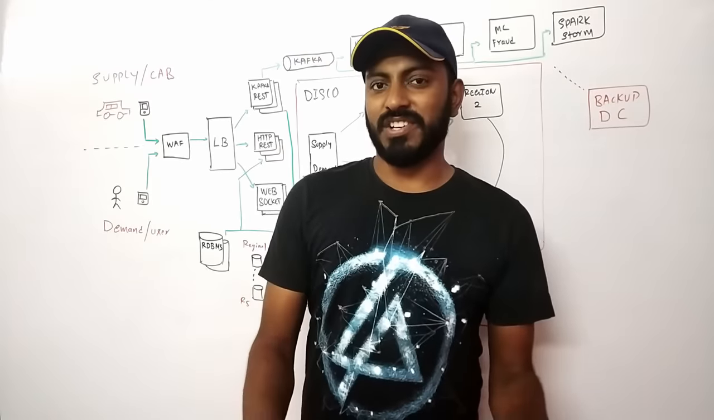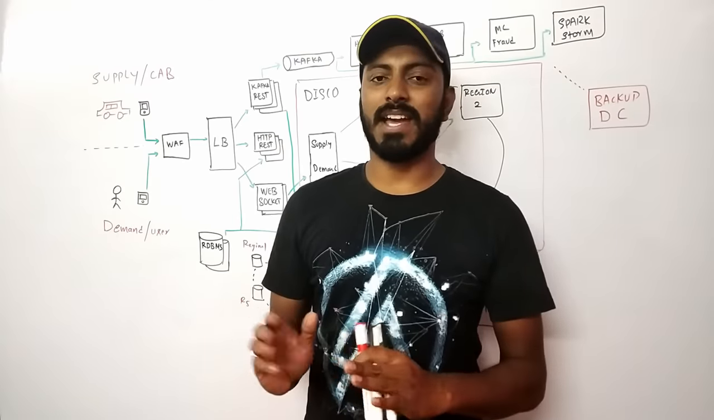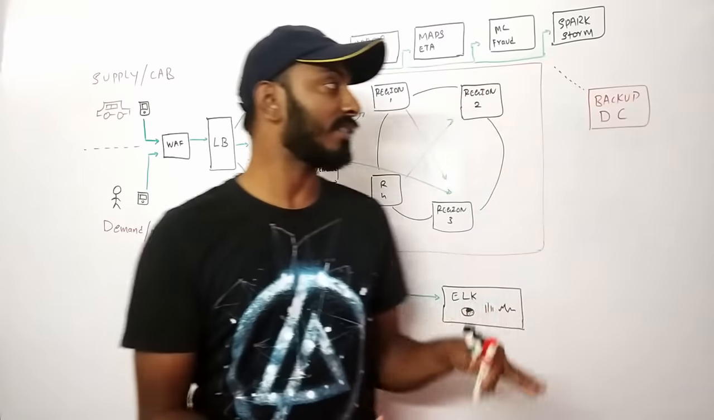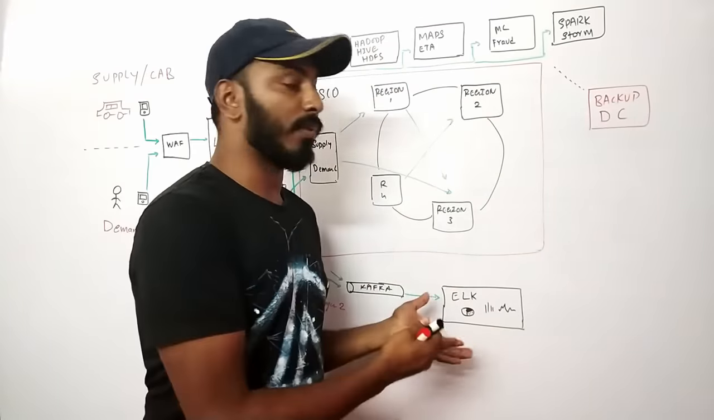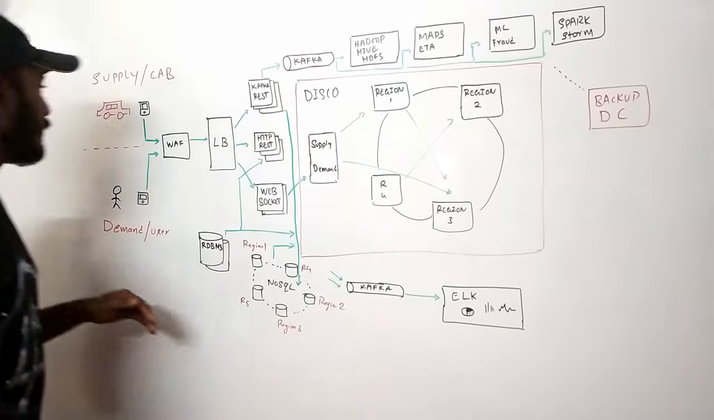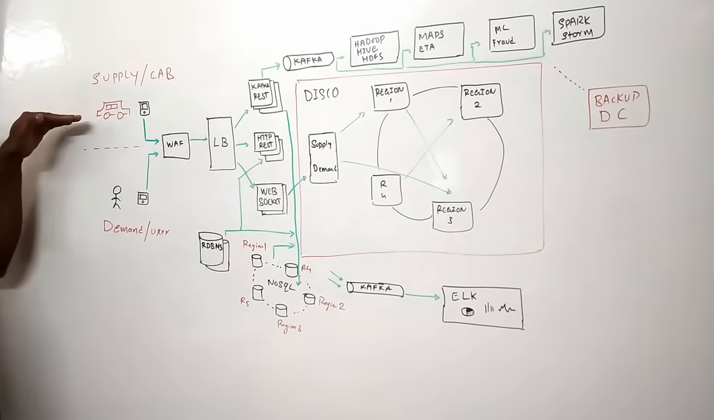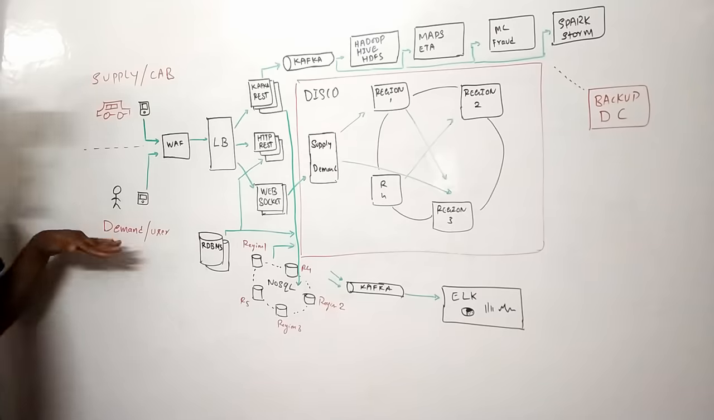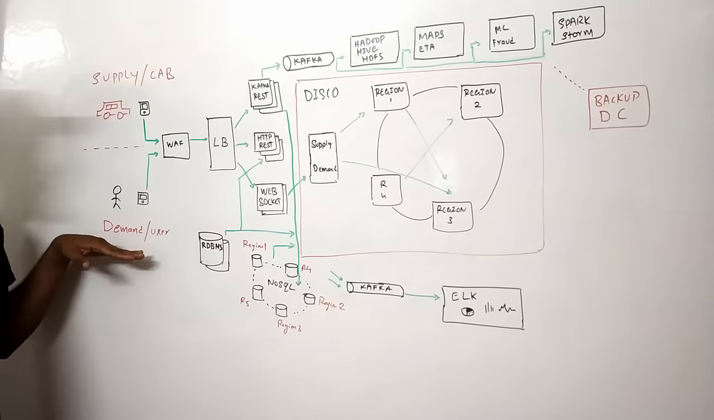Enough of explanation. Now let's jump into the system design and understand all the components which are needed for the dispatch optimization component. Okay, so now you can see over here, this is the supply. That means the cabs are the supply. And this is the demand, where the user requests for the ride.